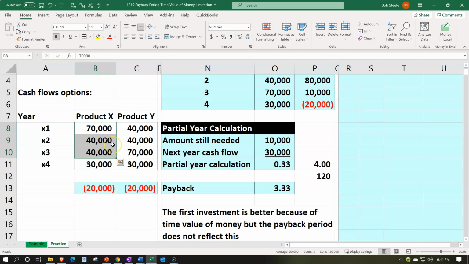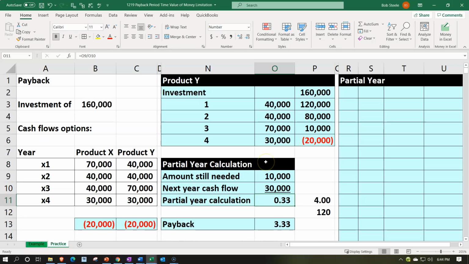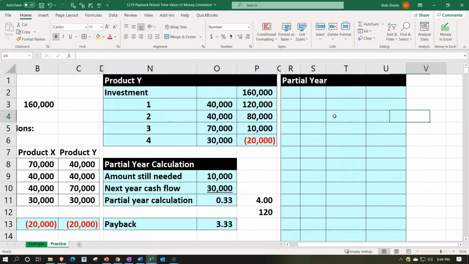So again, it doesn't mean the payback period is wrong, but problems will tend to show you the limitations in the payback period so that you don't wrongly use it. It doesn't mean you can't still use it, but you've got to know what you're trying to calculate with the payback period. So then let's go ahead and do this partial year calculation one more time just for the fun of it, and then we'll talk about that a little bit more.